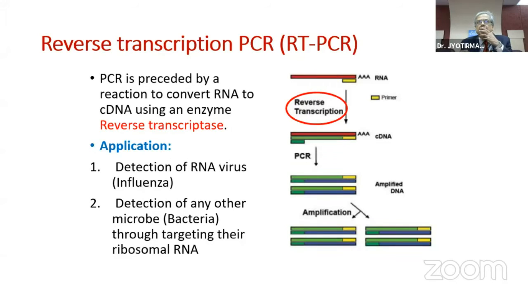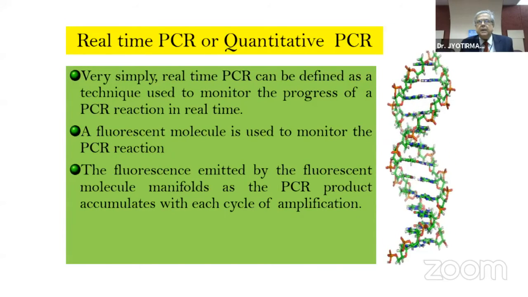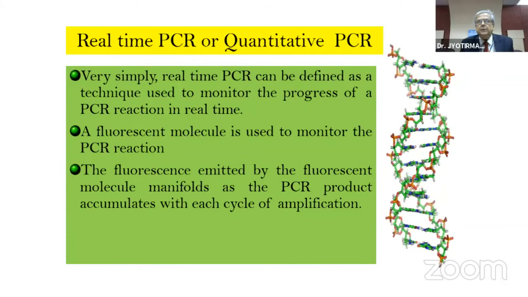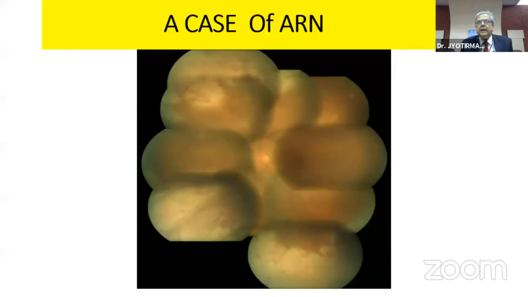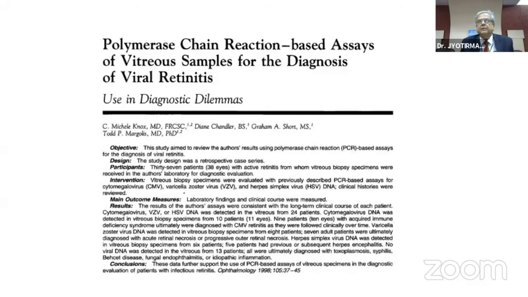Reverse transcriptase PCR, where you use the enzyme reverse transcriptase, can be used for influenza and for bacteria through the ribosomal RNA. Real-time PCR is a further advancement. Here you get the copy number, and a fluorescent molecule is used to monitor the PCR reaction. An example of real-time PCR is a case of acute retinal necrosis, where you can get the viral copies, 88,740 copies, and you can see the fluorescent card compared to the normal card. So PCR is very useful in the vitreous sample for viral retinitis.